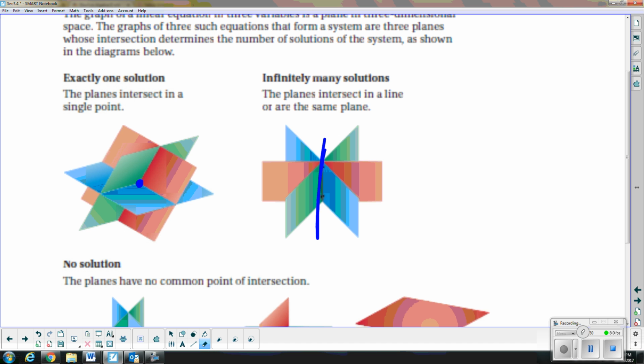With the second one, along this line, the blue plane, the green plane, and the red plane share infinitely many solutions because they share a line. And with a line, there are infinitely many points that make the line. Okay, so that's why this has infinitely many solutions, because the blue and the green and the red all share a line.